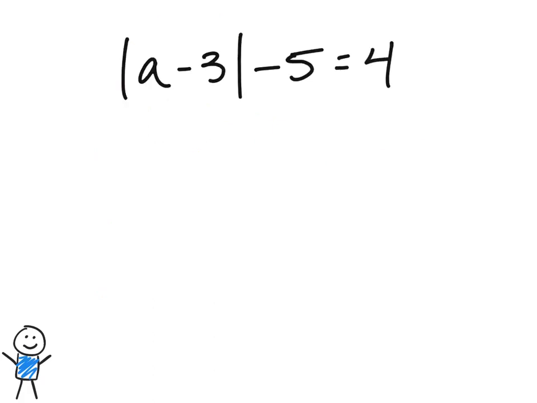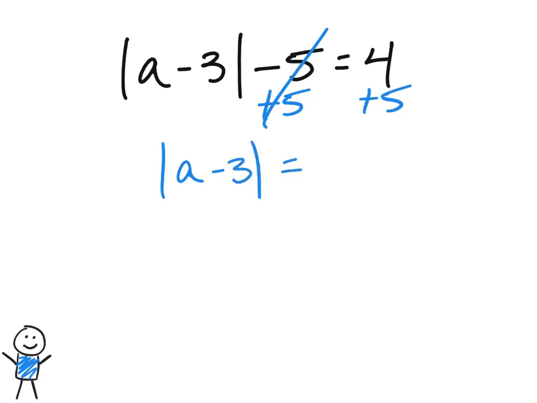On this example, we have the absolute value of a minus 3, minus 5, is equal to 4. Before you do the same thing we did on the previous slide, you need to isolate the absolute value bars. They are not like parentheses, so we don't need to distribute or anything like that, but we need to isolate it on one side of our equation. I'm going to do that by moving this -5. The way you undo that operation is by adding 5 to both sides. That removes it from the left side, leaving me with the absolute value of a minus 3. And on the right side, 4 plus 5 gives me 9.